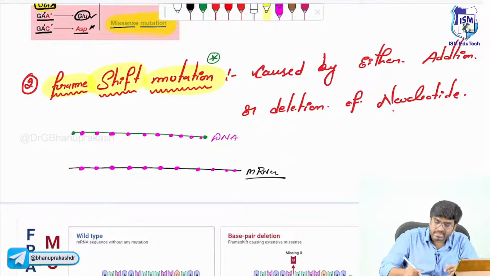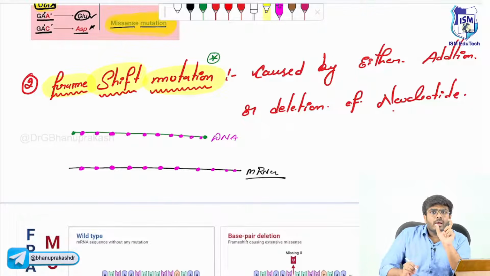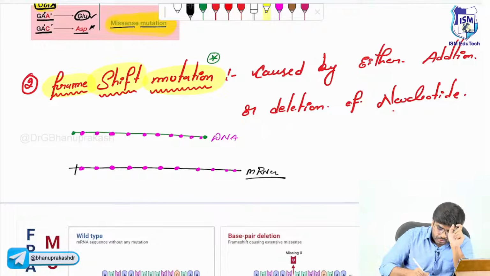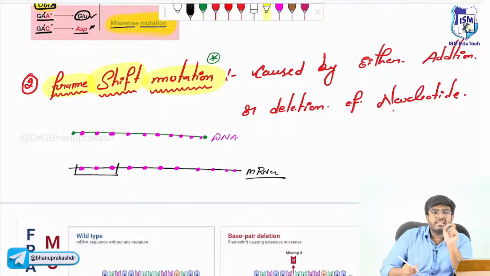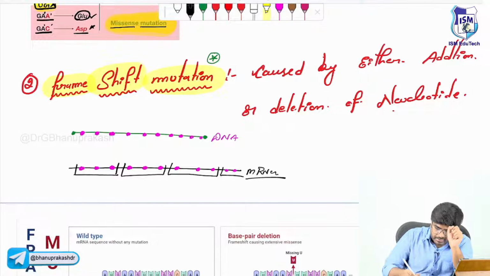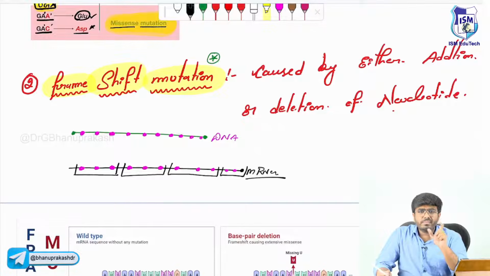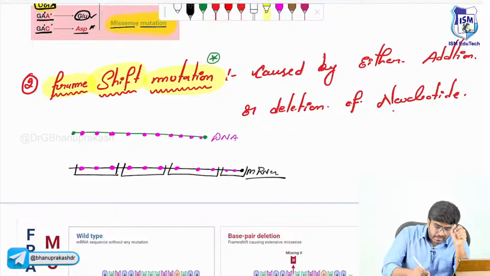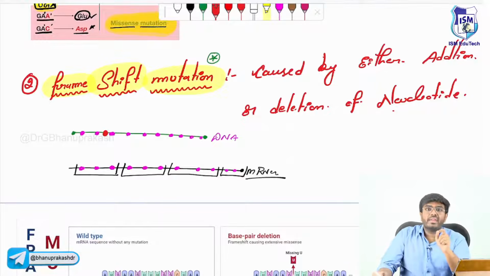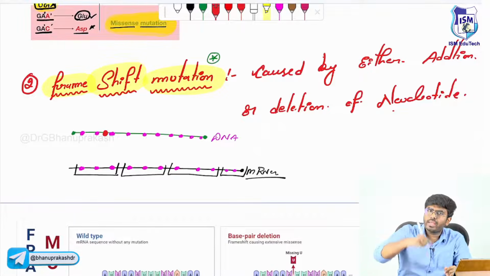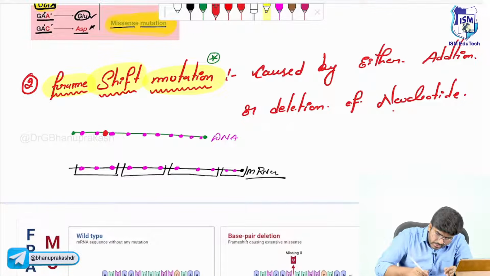Now, normally we take 3 nucleotides, and 3 nucleotides are considered as one codon. This is something normal. Now, what happened? At the level of DNA, one nucleotide is added. Whenever one nucleotide is added to the DNA, in the mRNA also one nucleotide will be added, no doubt.